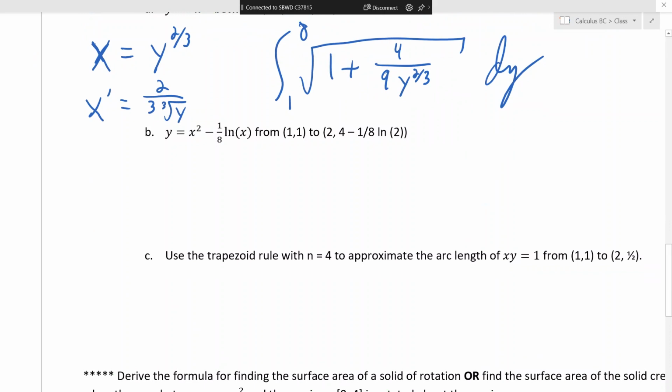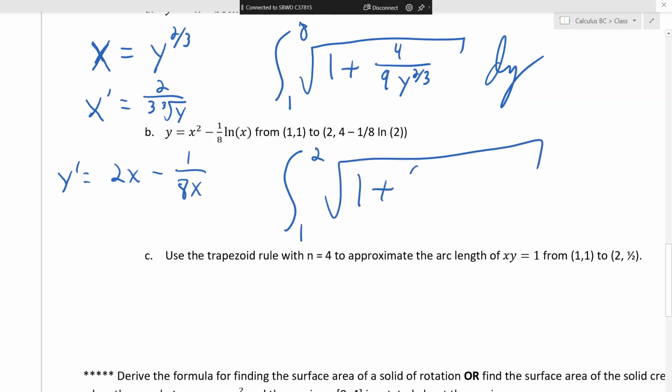This arc length, we derive it. So dy/dx is 2x minus 1 over 8x. This is one we can do by hand as well, but I'm not going to make you do all this algebra. Everybody good on that? That's a derivative. We're going to square it, add 1 to it, and integrate it. So the arc length is the integral from 1 to 2 of the square root of 1 plus (2x minus 1 over 8x) squared dx.